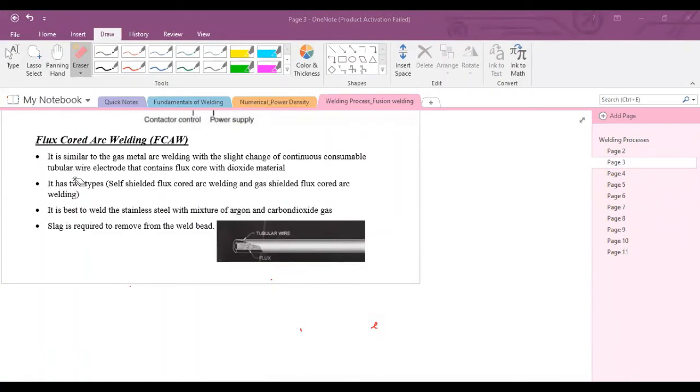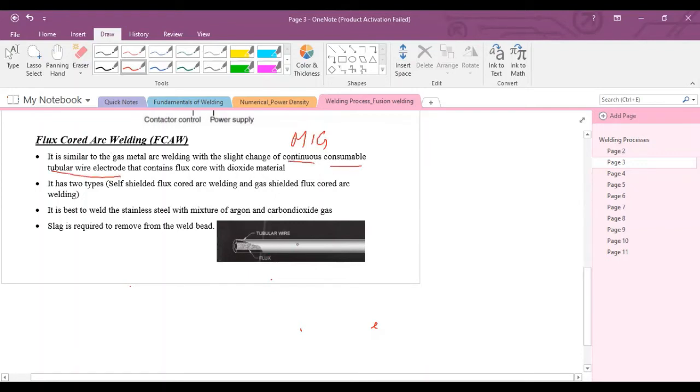The third type of electric arc welding is flux core arc welding. Flux core arc welding is the same as MIG welding. The setup is almost the same, but there is a slight difference. In this type of welding, a continuous consumable tubular wire electrode is used.